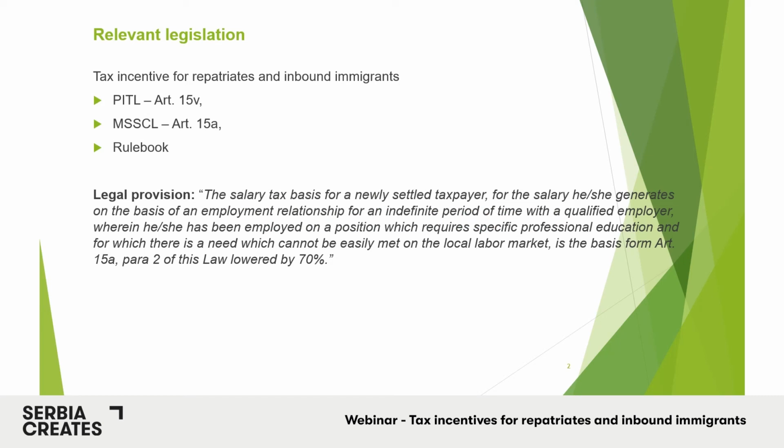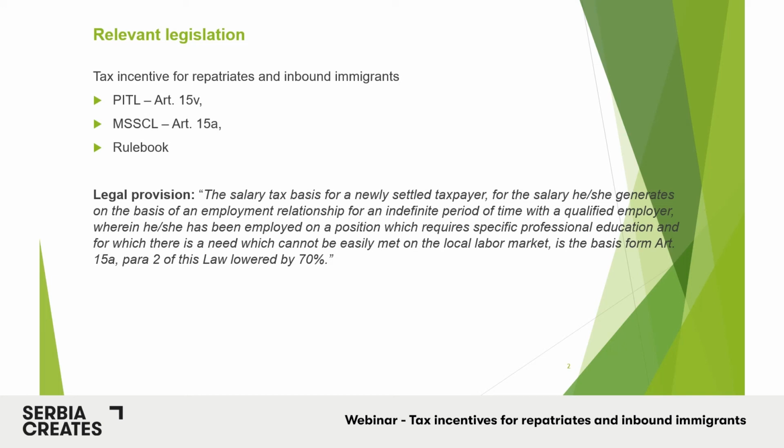live, they can be found in Article 15V of the Personal Income Tax Law, as well as Article 15A of the Law on Mandatory Social Security Contributions. In addition to this, there is a very detailed rule book, a bylaw, which sets out the administrative details of these provisions and their application.